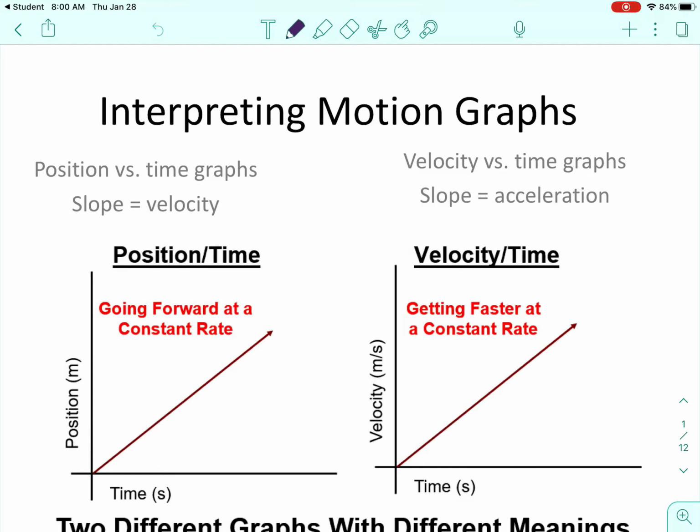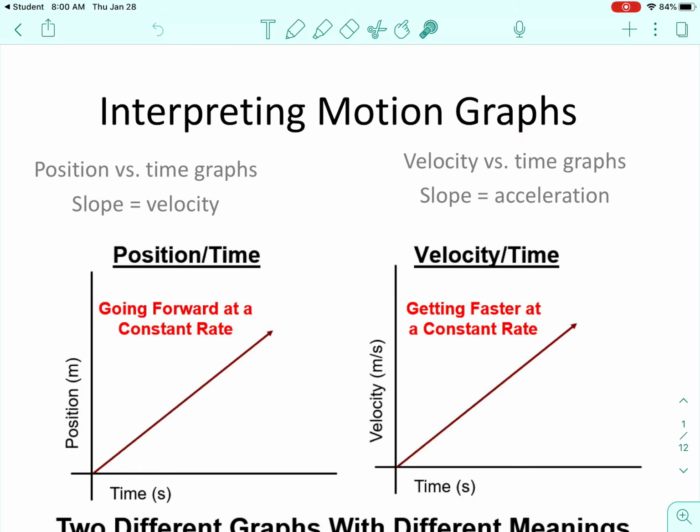So these are the notes for our motion graphs. We've learned about position time graphs and velocity time graphs, and we have our note cards on those. Remember that you can use your note cards on tests and quizzes, so don't lose those. On one side of our note card, we have position time graphs, and on the other side, we have velocity time graphs.